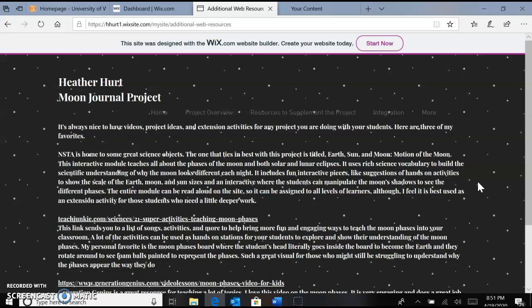It teaches the students all about the phases of the moon, solar and lunar eclipses. It uses really rich science vocabulary to help them build that understanding more. It includes fun interactive pieces. It suggests hands-on activities. And even though it is a little bit higher level as far as reading goes, the entire thing can be read aloud.